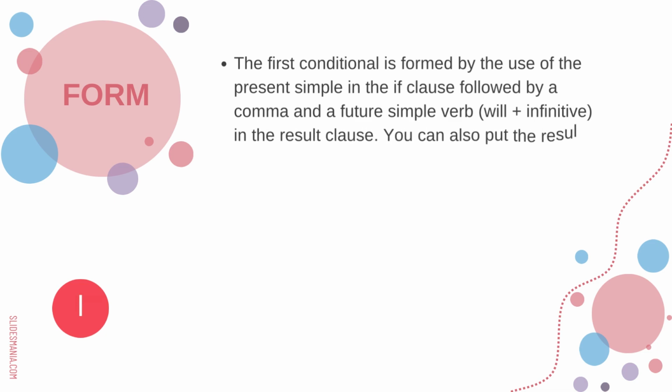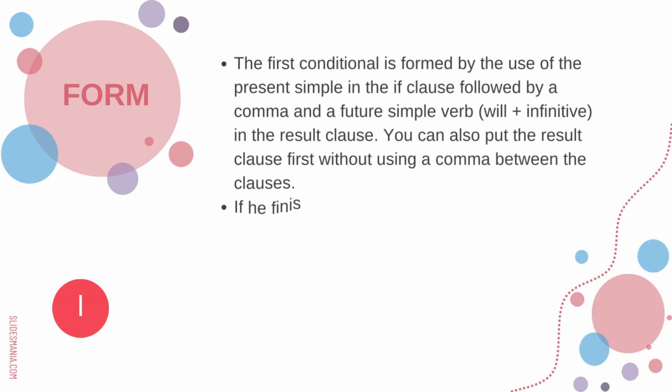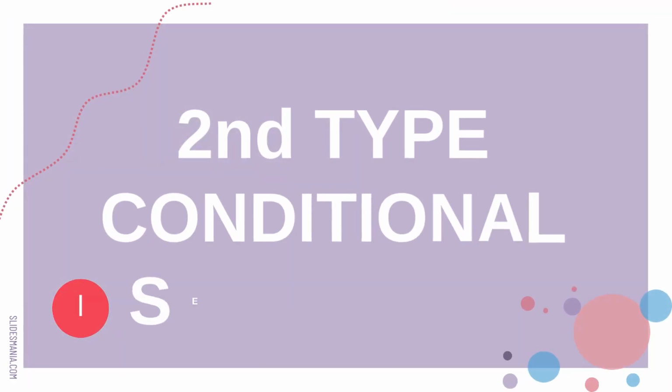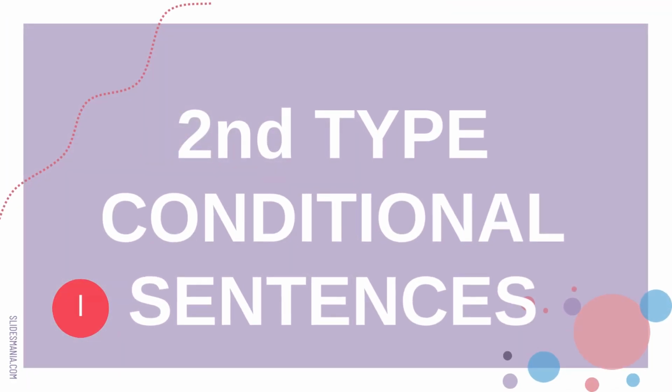You can also put the result clause first without using a comma between the clauses. If he finishes on time, we will go to the movies, or we will go to the movies if he finishes on time. Now, second type conditional sentences.